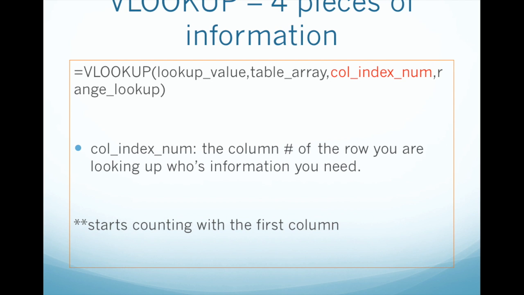The third piece of information in our formula is the column index number. Column index number is the column number of the row you are looking up whose information you need. So for instance, if we're just looking to reply with our student number, it would be column index number 1. If it is the piece of information in our second column, the one to the right of our student numbers, it would be column index number 2.